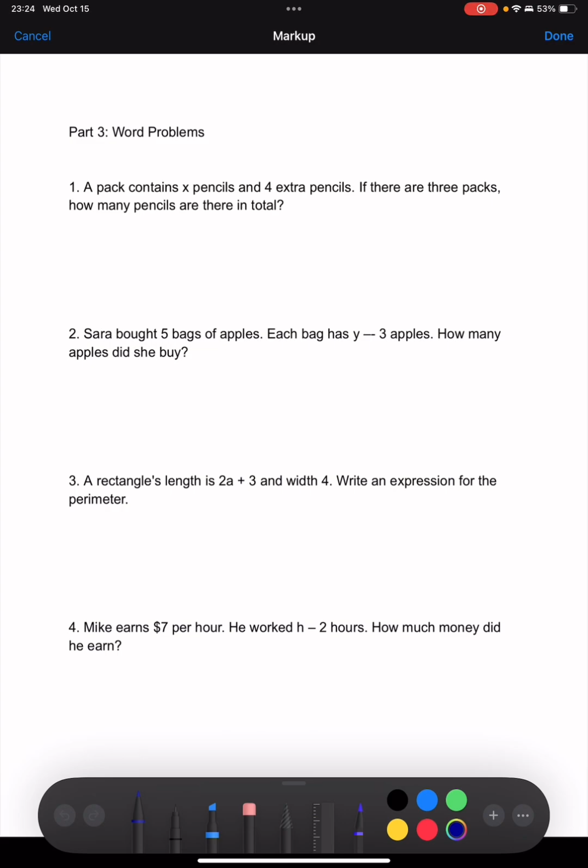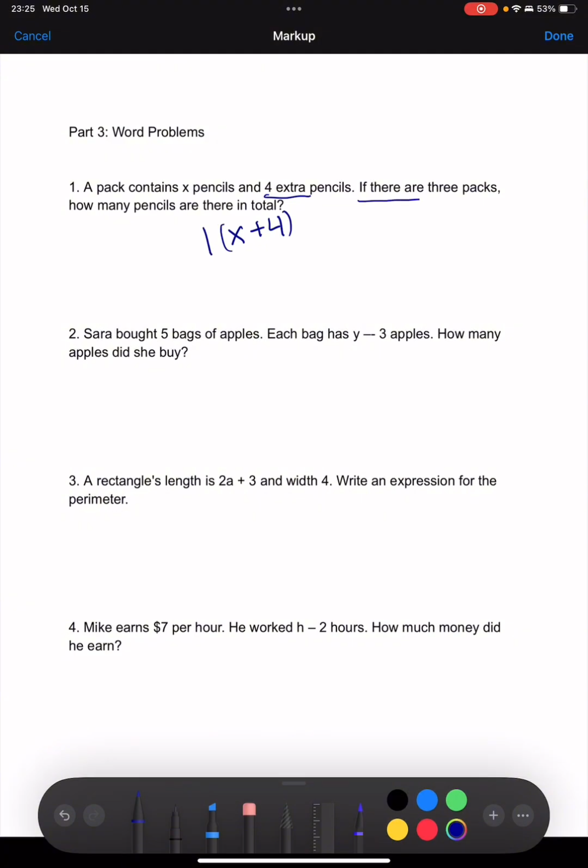Part 3, we're going to be working with word problems. Let's look at question number 1. A pack contains X pencils and 4 extra pencils. If there are 3 packs, how many pencils are there in total? We know that in a single pack, there are an X number of pencils and 4 extras. That means we're adding 4. And that is just 1 pack.